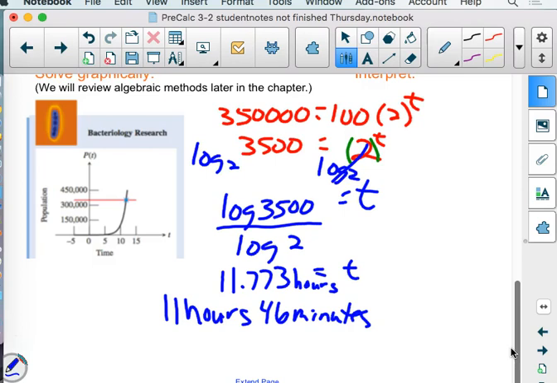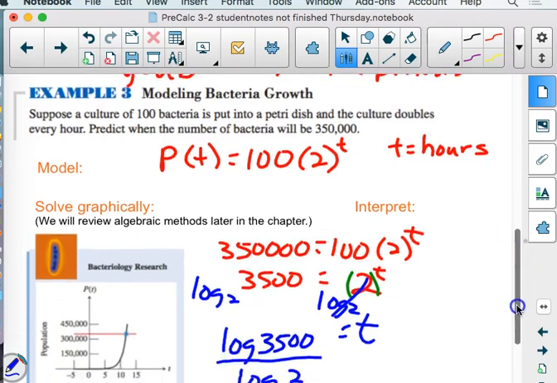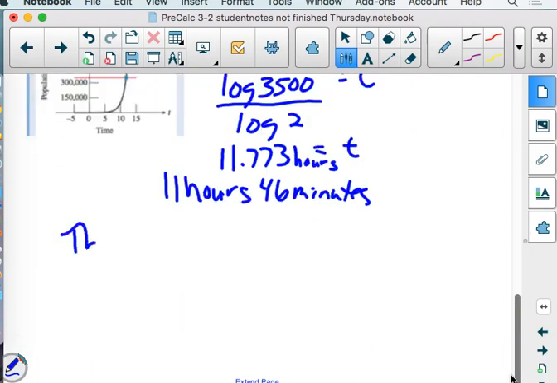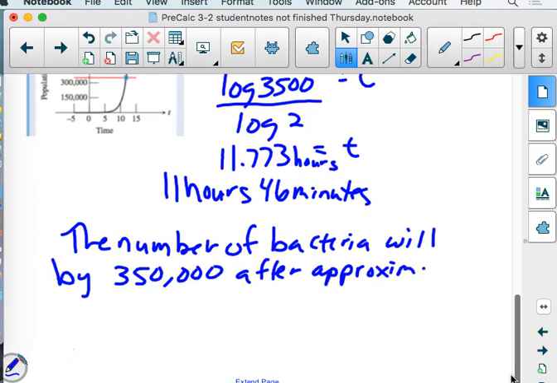So for the interpret piece, what we want to do is put this into words and go back and put it in the context of the problem. So what they were asking us to do was predict when the number of bacteria will be 350,000. So one sentence can take care of all of that. The number of bacteria will be 350,000 after approximately 11 hours and 46 minutes.